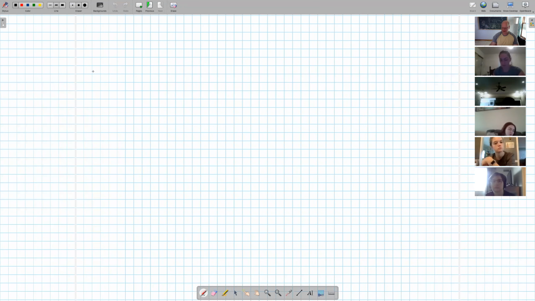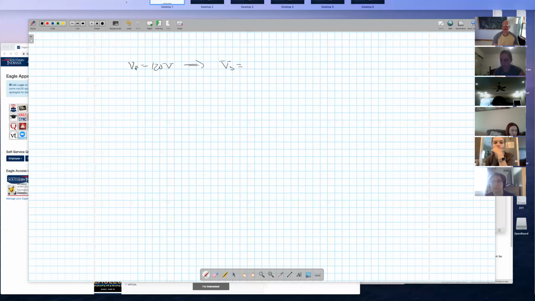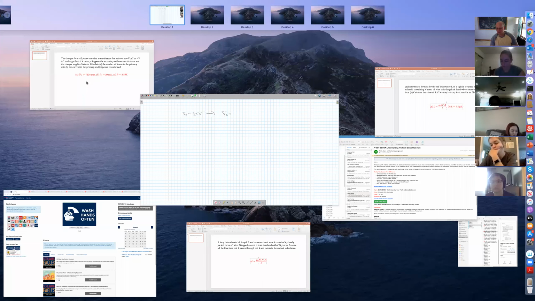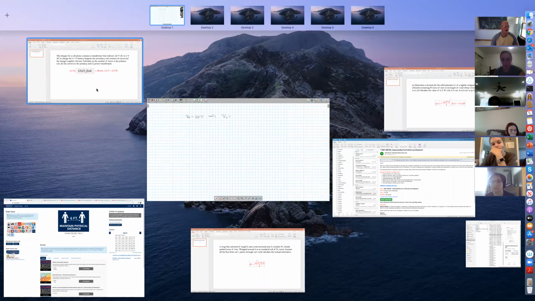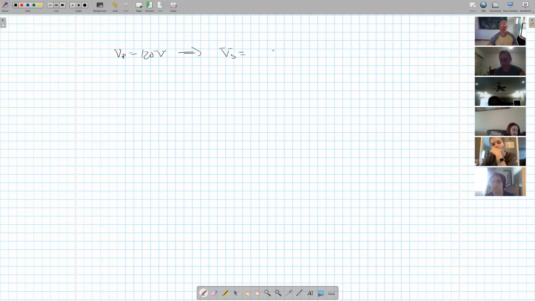So let's draw everything. What we know is we're taking the voltage across the primary, which is equal to 120 volts, and reducing that down to the voltage across the secondary, which is 5 volts. And then we know that the number of turns in the secondary is equal to 30. So for part A, we want to know how many turns there are in the primary.